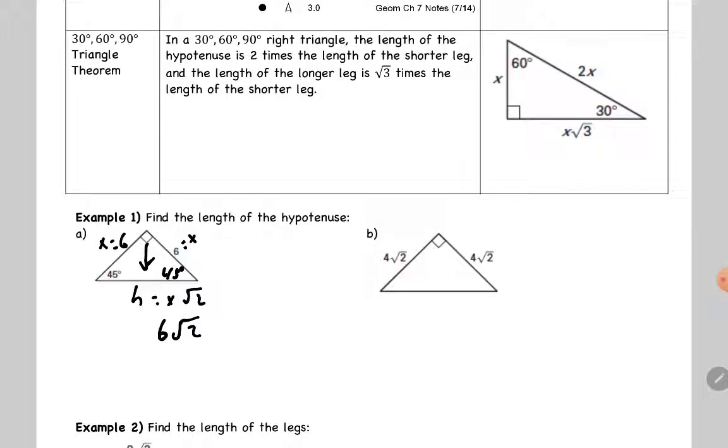So let's do another one. So they tell you that these two sides are the same. That means this has to be a 45, 45 degree triangle. Okay, and we want to find this. So if this is x, this is x, this is x root 2. So x is equal to 4 root 2. So that means 4 root 2 times another root 2 is 4 root 4, which is 4 times 2, which is 8.